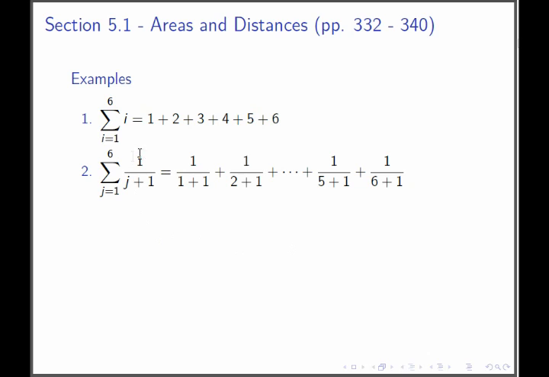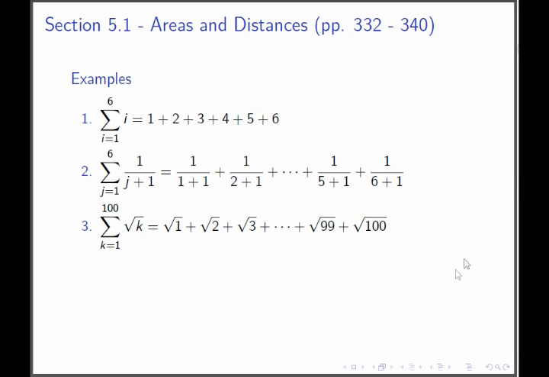In this next example, we have the sum of 1 over j plus 1, with j ranging from 1 to 6. And again, all we do is take this full expression and write it 6 times, replacing j each time with all the numbers from 1 to 6. First we replace j with 1, then we replace j with 2, and so on, up until we've replaced j with 6. And now this is an expression which is compactly written in this form.